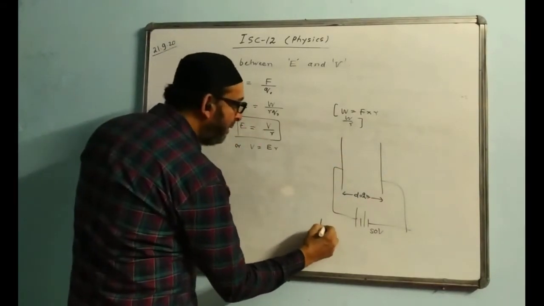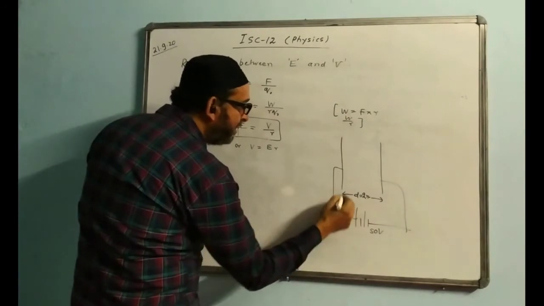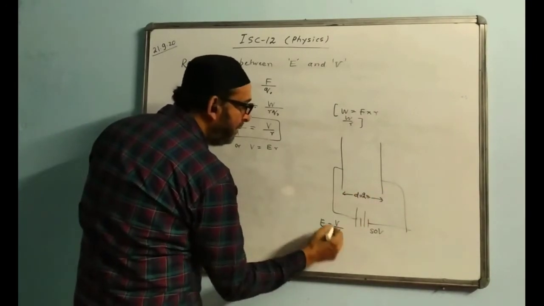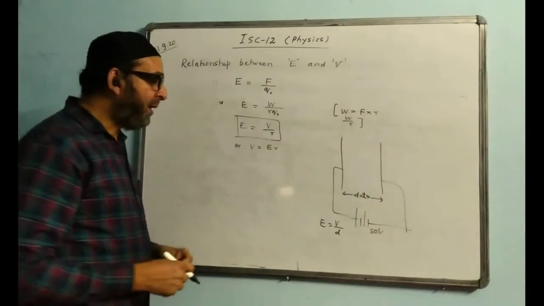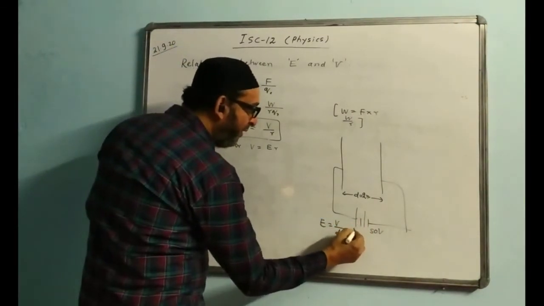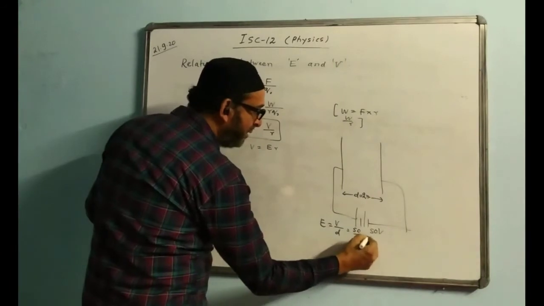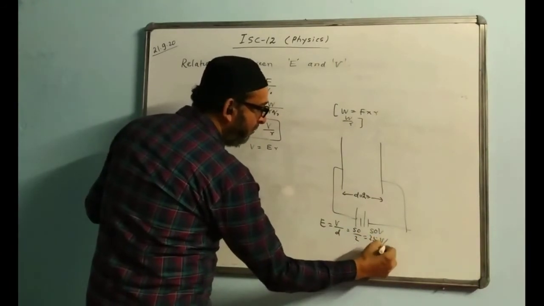I will use this formula. E is equal to V by distance. Distance between the plates is given by R. Let R, V by R. V is how much? 50. Distance is 2. Answer is 25. Unit will be volt per meter.